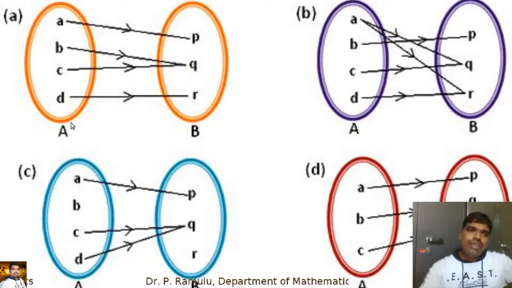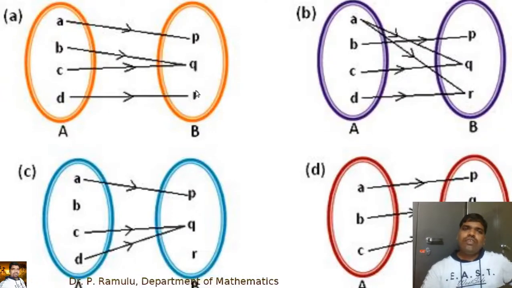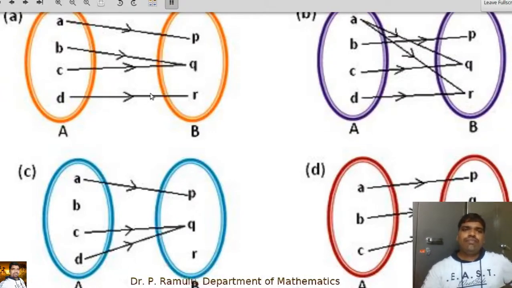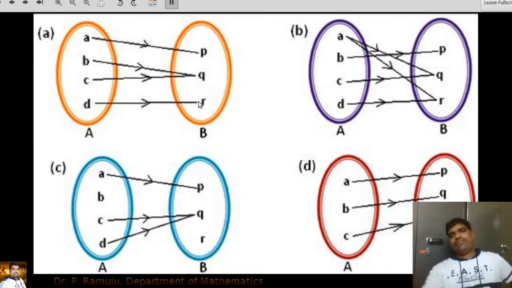Here for every element of A, there exists a unique map only. See, A has only one map, B also only one map, C also only one map, D also only one map. That is, uniqueness happens. So it is unique, that's why we define this as a function.